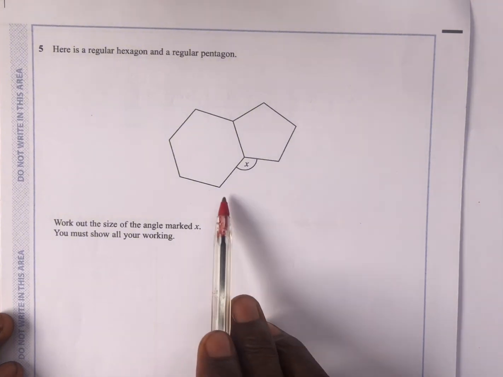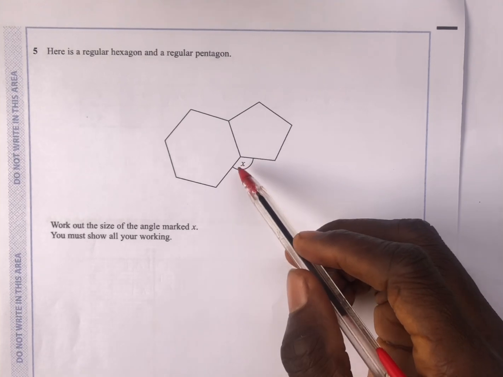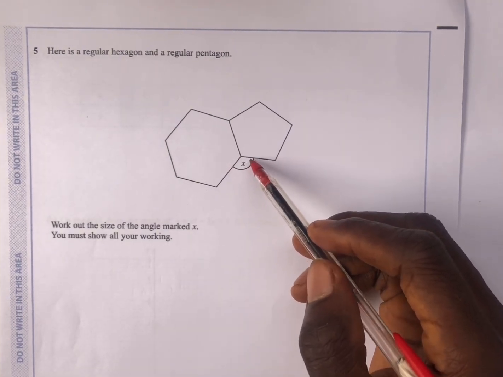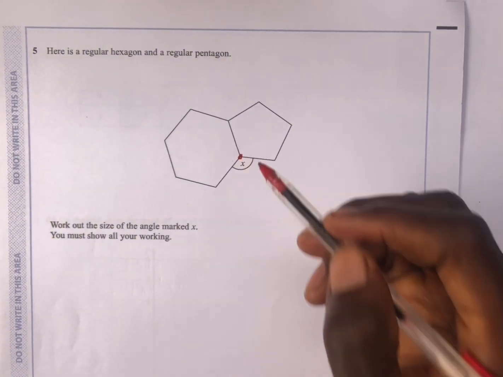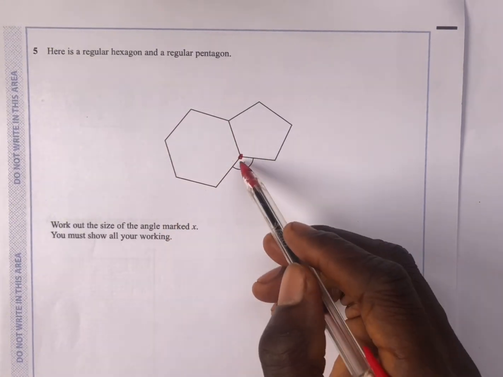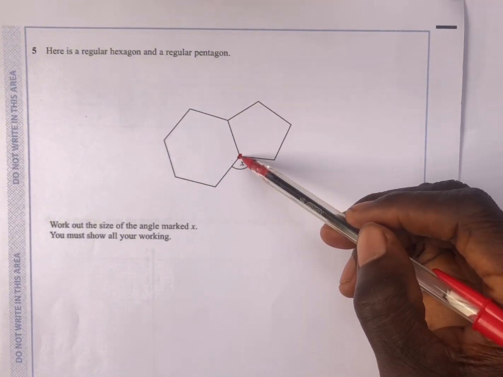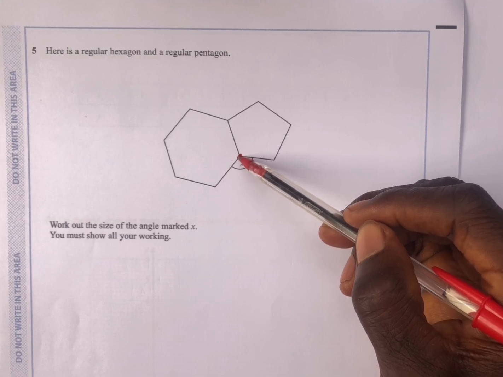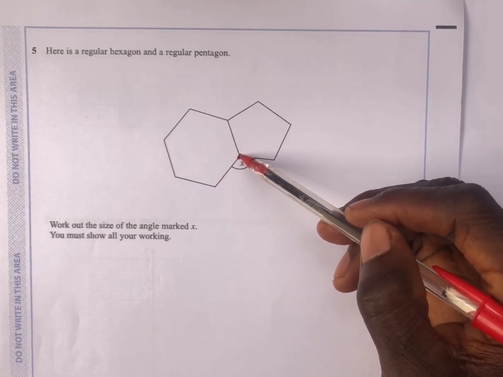So now, if we look at here, you see that we can calculate for this angle and then use our angles at a point to find X. If you look at this point, this one has 1, 2, 3, 4, 5, 6. This one also has 1, 2, 3, 4, 5. So it means that we've joined 2 exterior angles here. We've joined the exterior angle of the hexagon and the exterior angle of the pentagon.